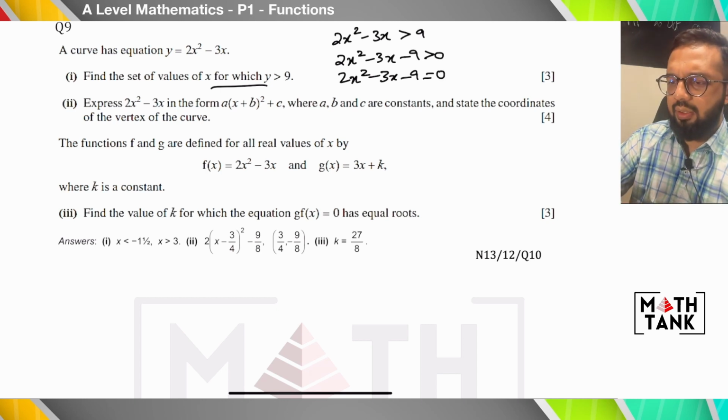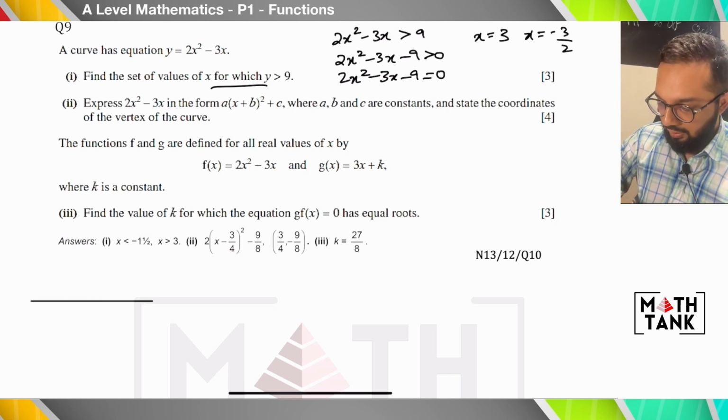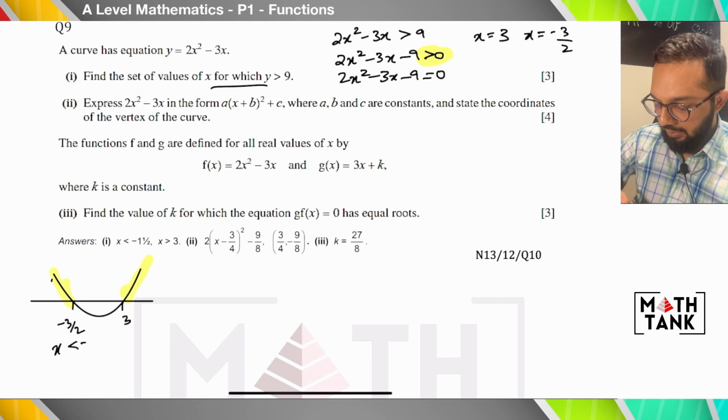I'm using a calculator now. I think I'm quite tired of solving the same type of questions with quadratics again and again. 3 and minus 3 over 2. So I'm going to make a sketch for that. Minus 3 over 2 and 3. And I'm going to say that I want the values that are greater than 0, so I'm talking about this and that. So x is less than minus 3 over 2 and x is greater than 3.